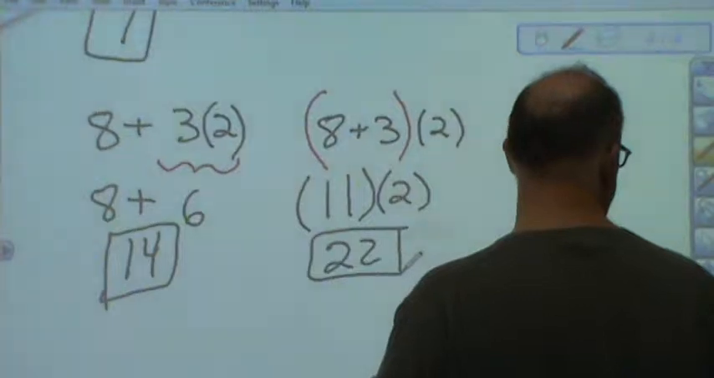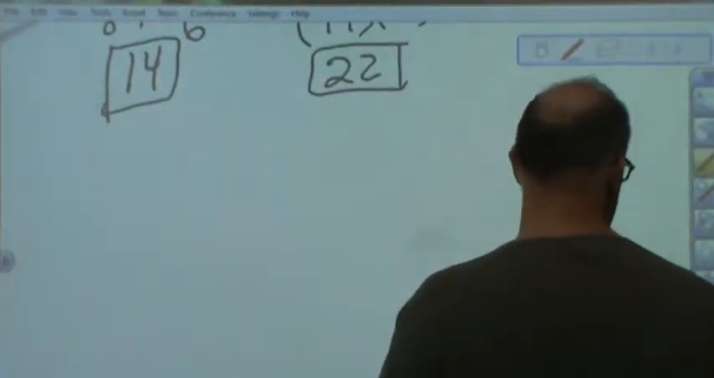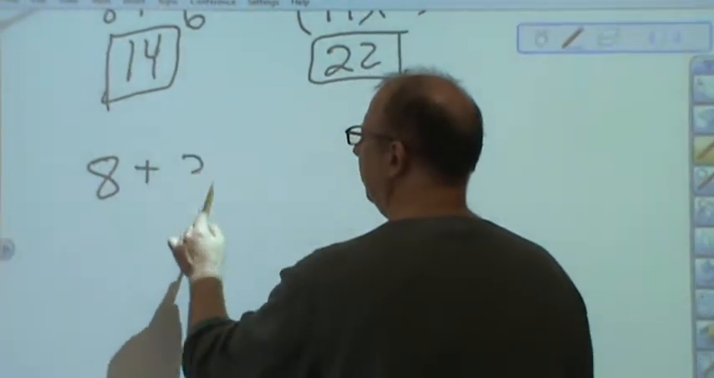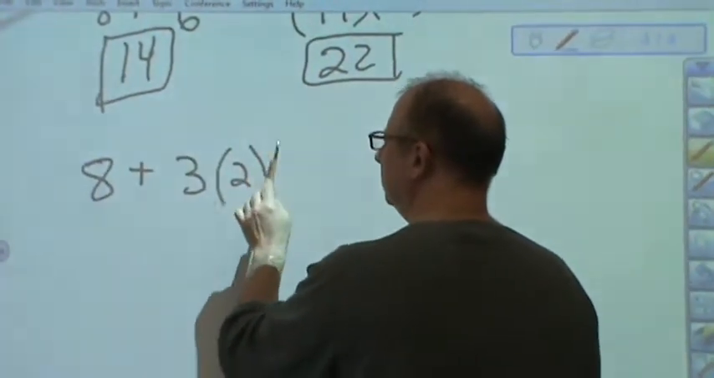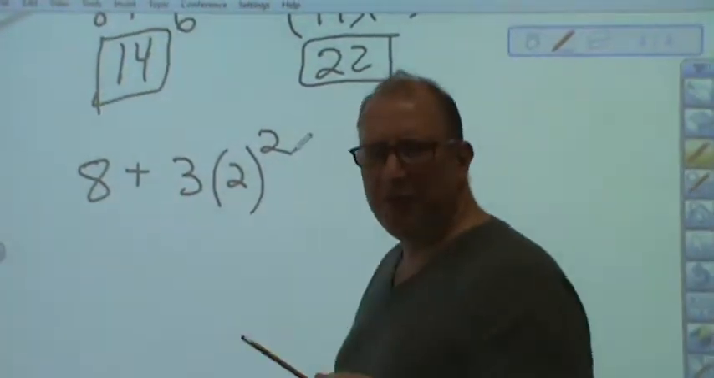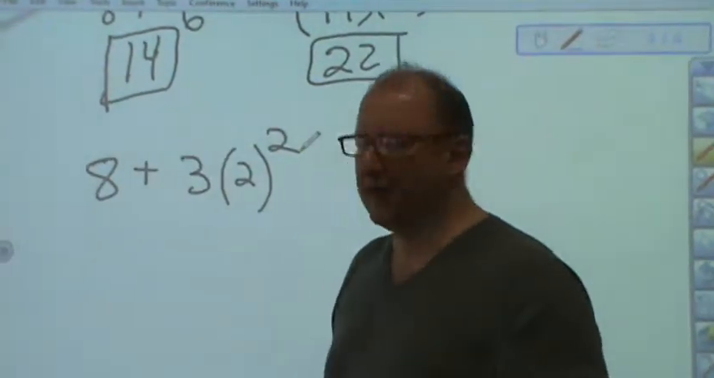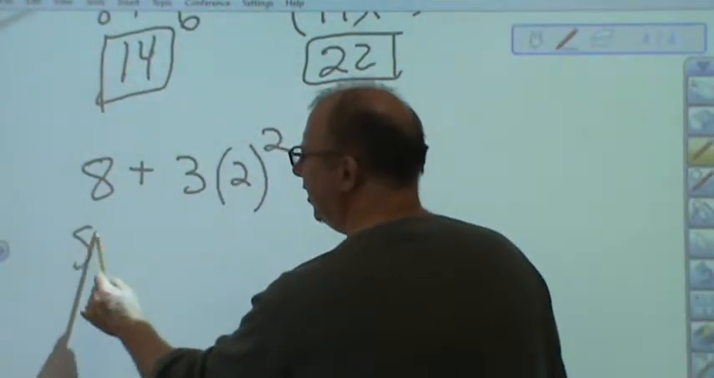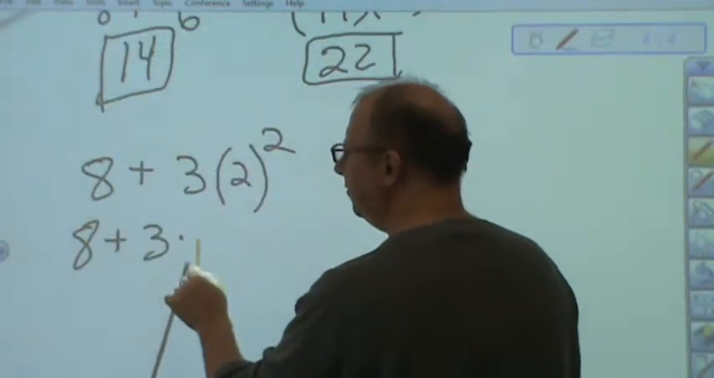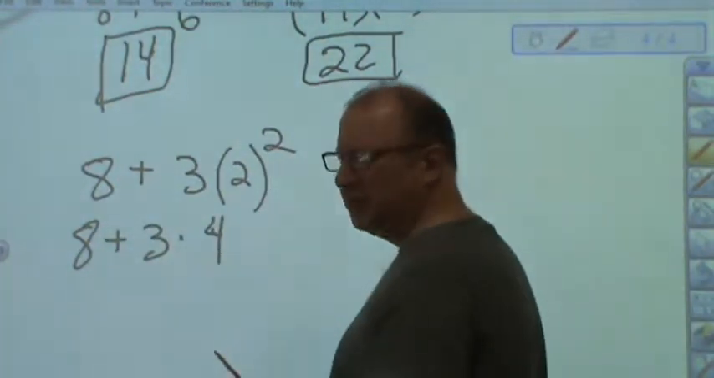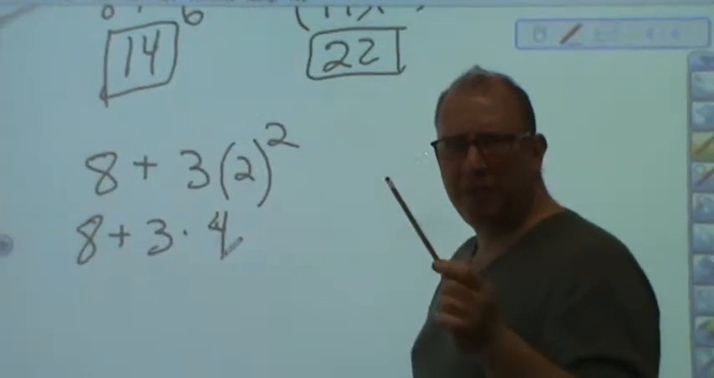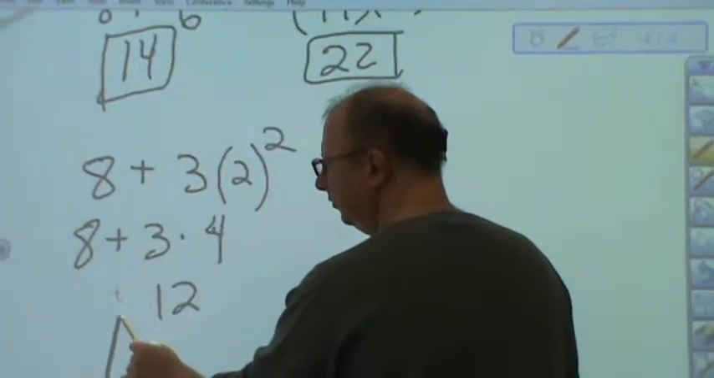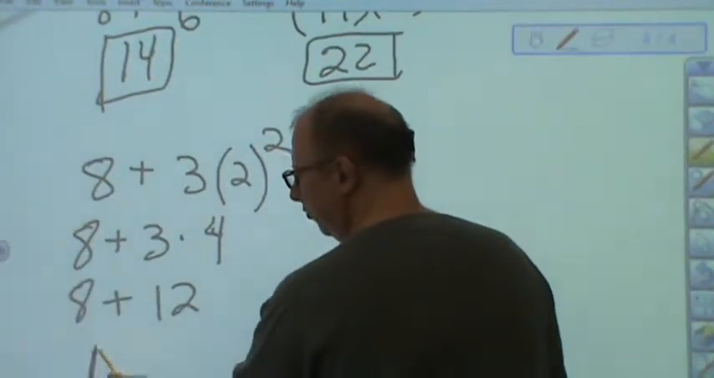Let's continue. Let's say I would do 8 plus 3 times 2 to the second power. Now I'm adding in exponents. 2 to the second power is 4. So now I have 8 plus 3 times 4. Now order of operations. Multiplication comes first next. So 3 times 4 is 12 plus 8, which is 20.